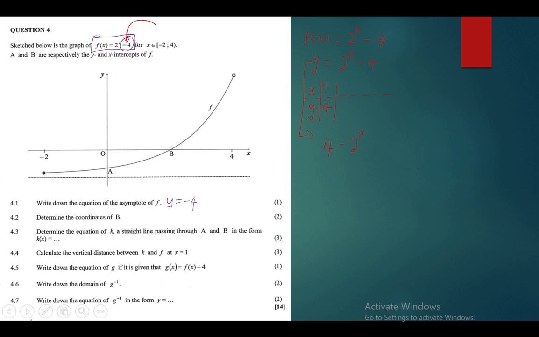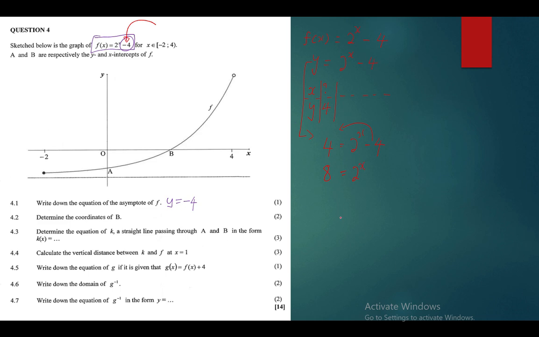Sorry, okay, yeah, let's say y equals 4. Okay, let's say when y equals 4, what is the value of x? So you say, where there is y, you put 4. You say 4 equals 2 to the exponent x minus 4. Now you keep solving, you take minus 4 to the other side. You're gonna have 8 equals 2 to the exponent x.